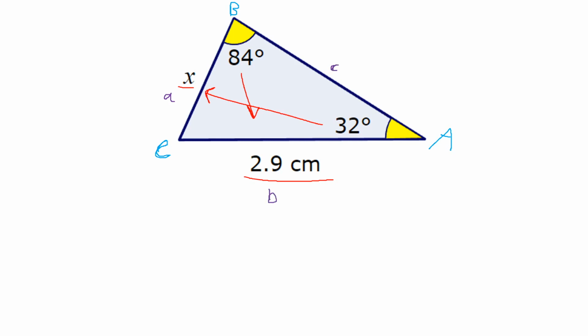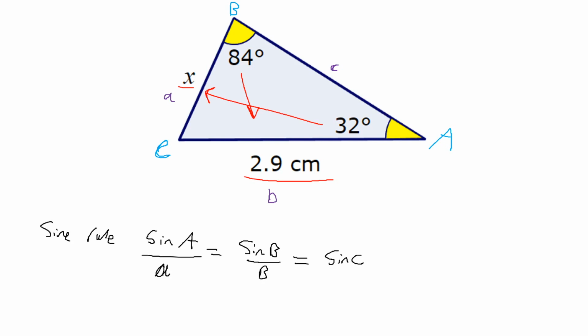The sine rule reads as follows. Sine A over a is equal to sine B over b, which is equal to sine C over c. Yeah? That is the sine rule in a nutshell.